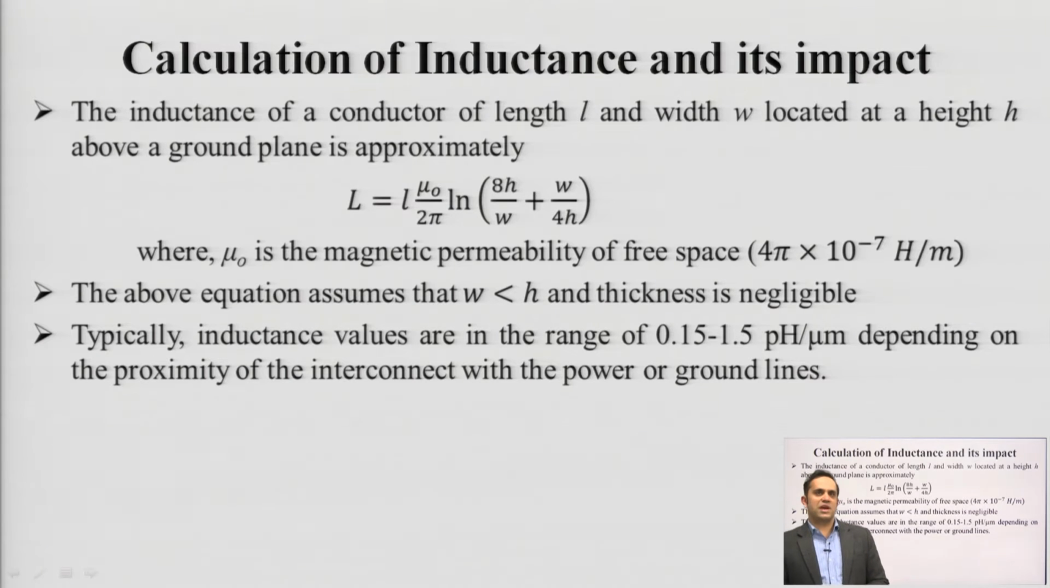The above equation has a small assumption that the width is quite smaller as compared to the height, okay, and the thickness is negligible. Now, typically for interconnects, the value of inductance we are looking at is 0.15 to 1.5 picohenry per micrometer. This is more of a guideline. Okay. Depending upon how much is the proximity of an interconnect with either the supply line or the ground line. Okay.